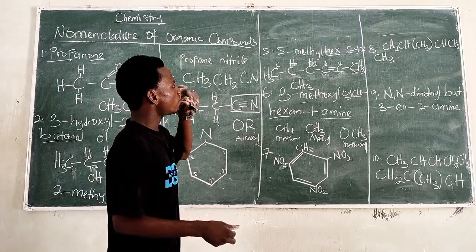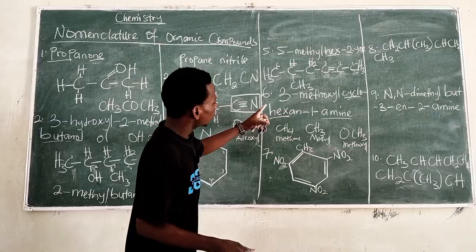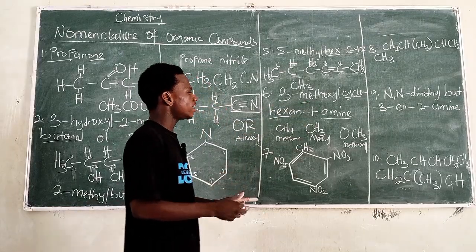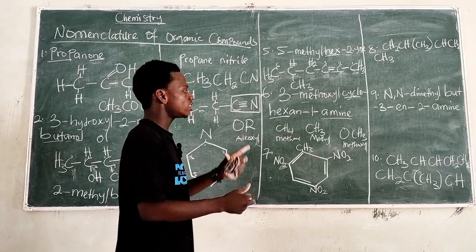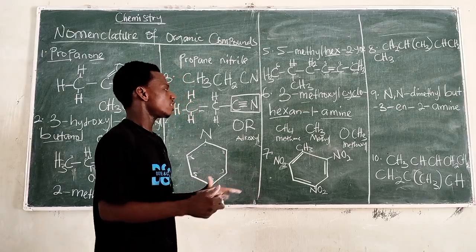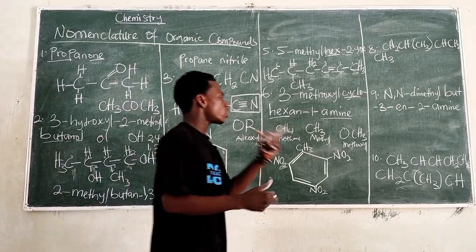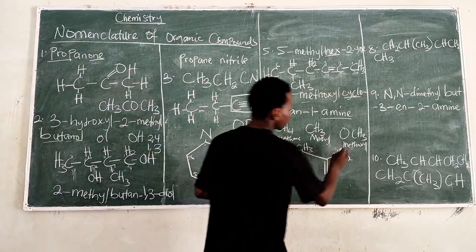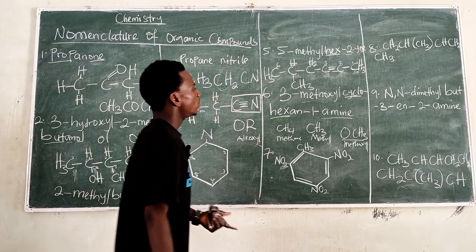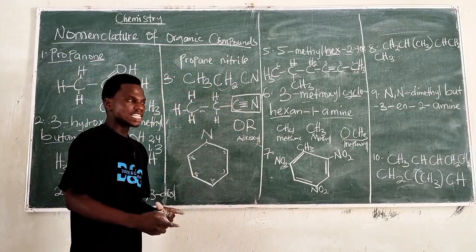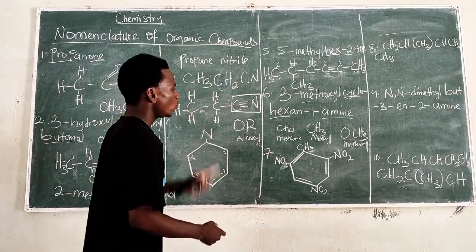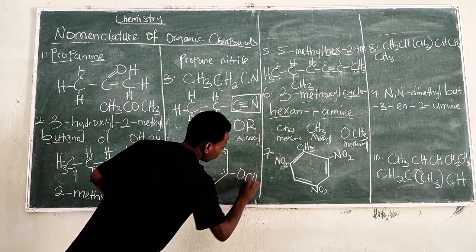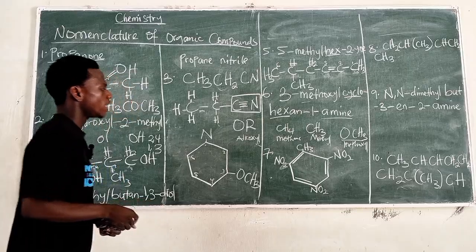So in this case, we have a methoxy, and a methoxy is an oxygen added to an alkyl group, and the alkyl group in this case is a methyl. So an oxygen added to a methyl is a methoxy. So the methoxy is on carbon 3. On carbon 3, we have a methoxy, and this is our carbon 3. So we have our methoxy.